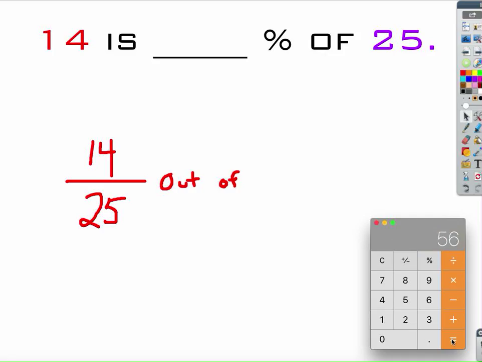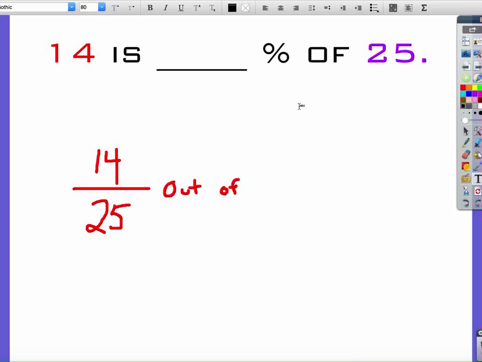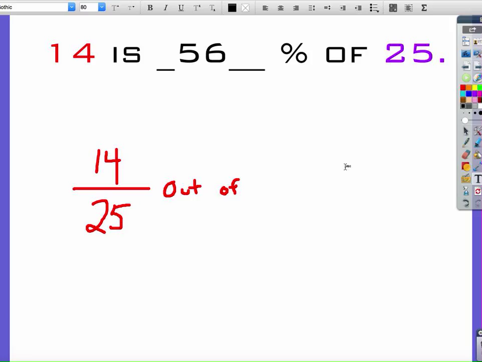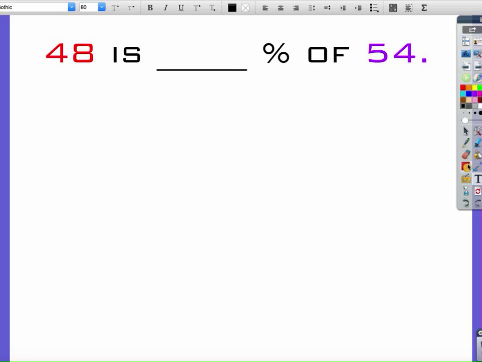So that means that 14 is 56% of 25. So we could put 56 in there. So 14 is 56% of 25. We set it up as a fraction, we divided it, and then we times it by 100 because a percent means out of 100. So let's try another one here.